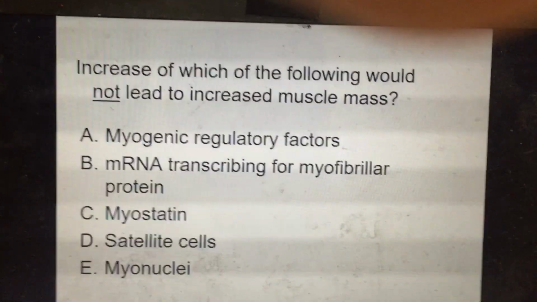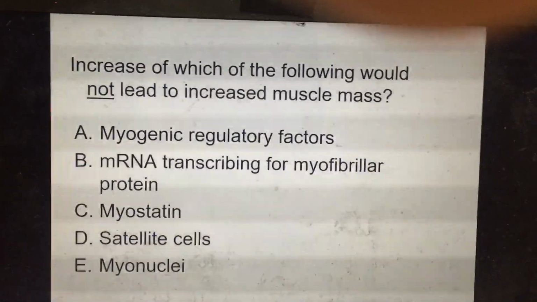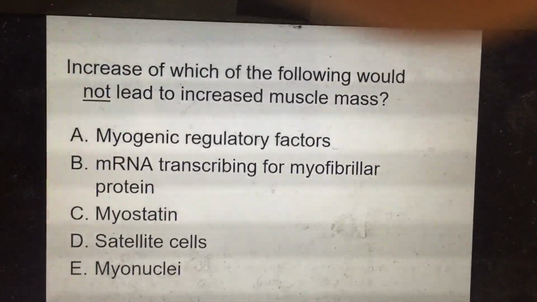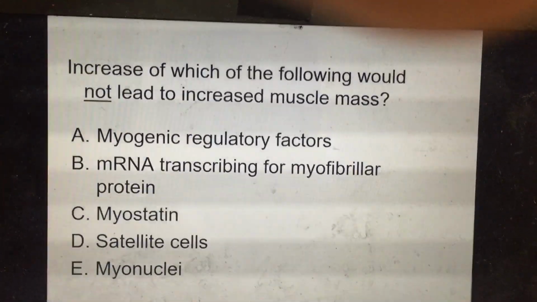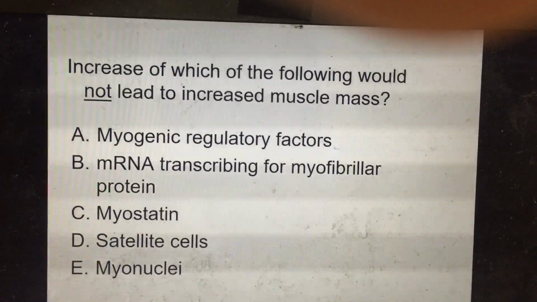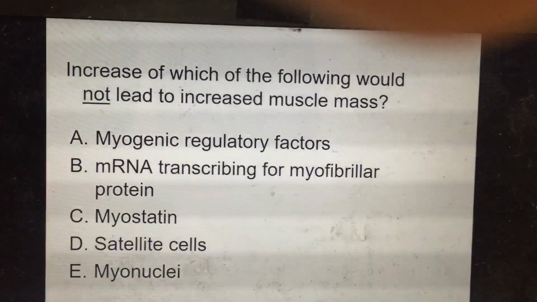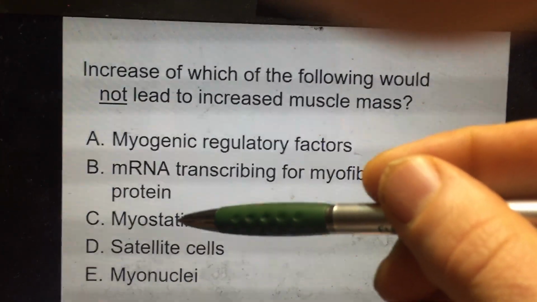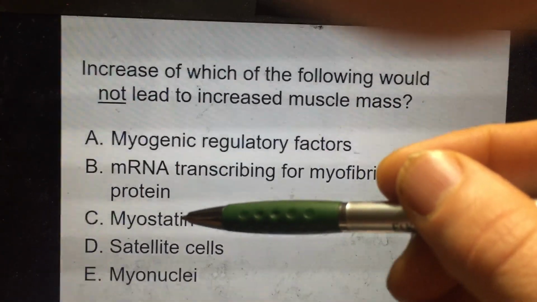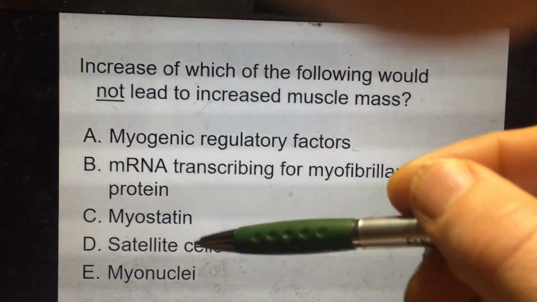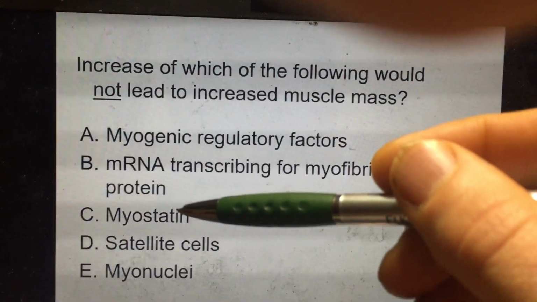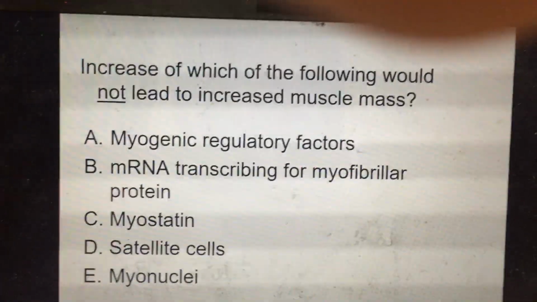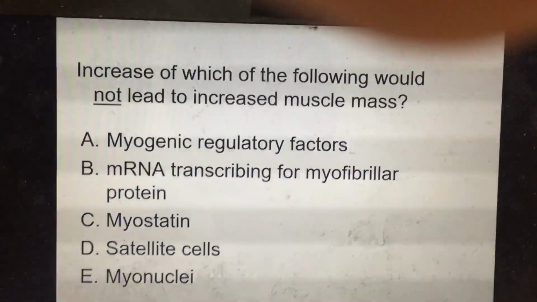Increase of which of the following would not lead to increased muscle mass? So you've got myogenic regulatory factors, mRNA transcribing for myofibrillar protein, myostatin, satellite cells, and myonuclei. So your correct answer here would be C, your myostatin. So myostatin inhibits satellite cell activation, so that would lead to a decrease in muscle mass. So your correct answer here is C.